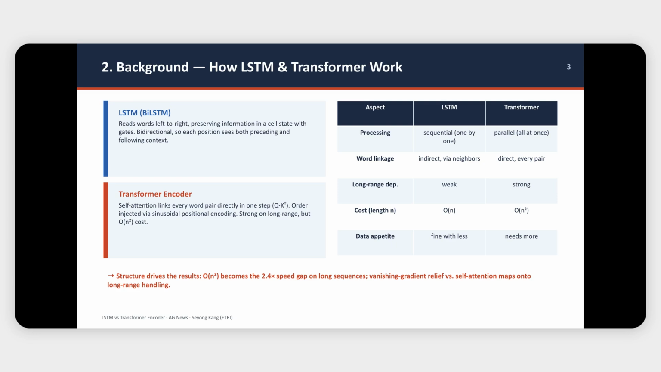The transformer uses self-attention. Every word looks at every other word directly, so far apart words link right away. Since it has no sense of order, we add position information. Remember two rows in the table. First, cost. It compares every word pair, so work goes with the square of the length, or n squared. Second, it is better at linking far apart words. This explains the 2.4 times speed gap and the accuracy pattern later.